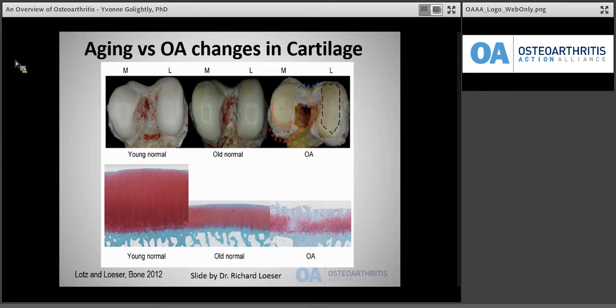What we see is that although with older age there is some loss in cartilage thickness, it's still pretty dense, pretty healthy looking in the individual that's old and normal. But in the individual who's around the same age who has osteoarthritis, we see considerable changes in cartilage and bone in their joint. So what this means is that osteoarthritis isn't just a disease of wear and tear, and it's not an inevitable consequence of aging.